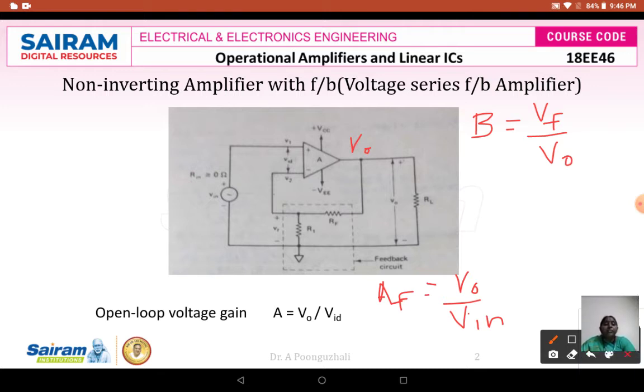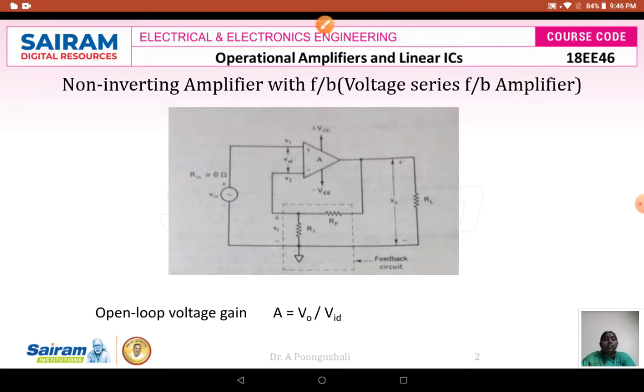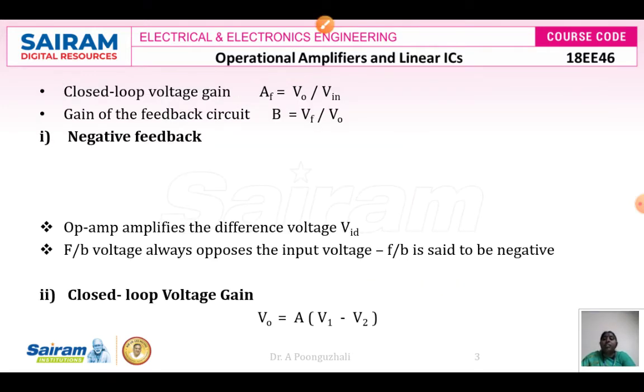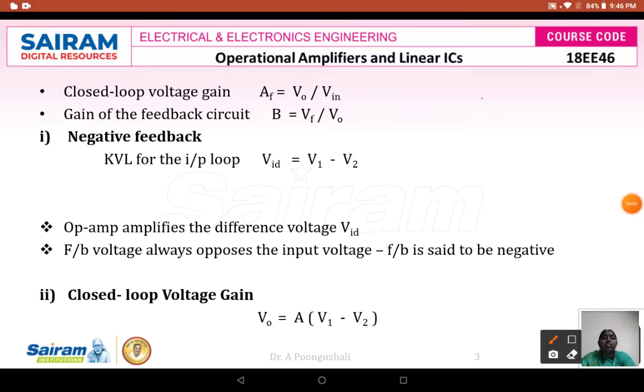Now with these basic definitions we will go for the derivation part, where we have the negative feedback. We are going to write the KVL for the input loop. When I write the KVL for the input loop, you have the V1 voltage. This V1 voltage has the VID voltage, that is the voltage that exists between the input terminals of the operational amplifier, and this is the V2 voltage.